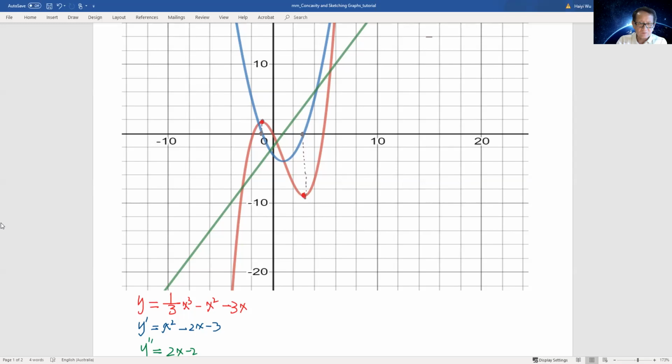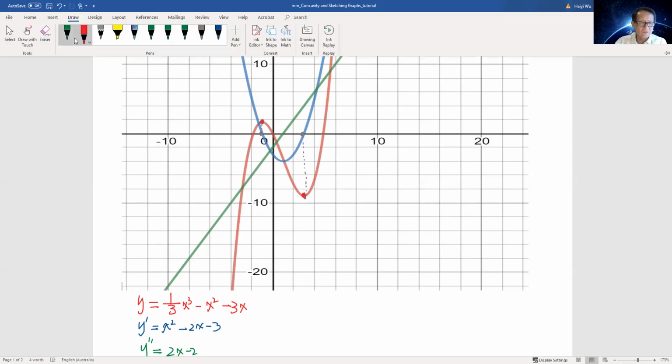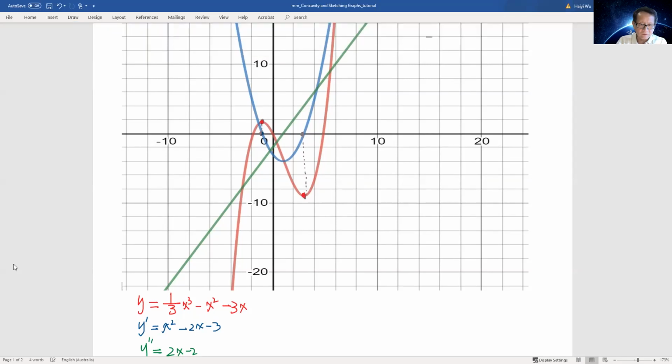If I draw a vertical line down to the bottom, and change to blue color, you can see there are those two dots. The vertical line goes down to those two points corresponding to the maximum and the minimum point. Those are where the derivative equals 0.